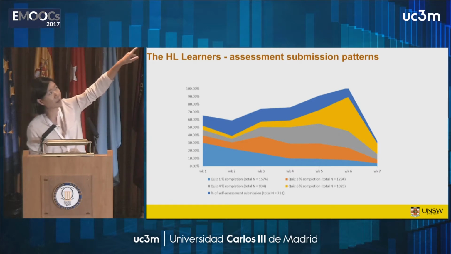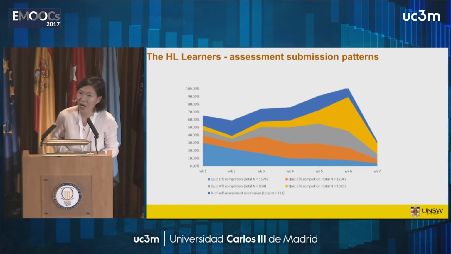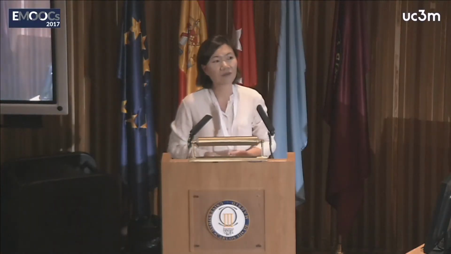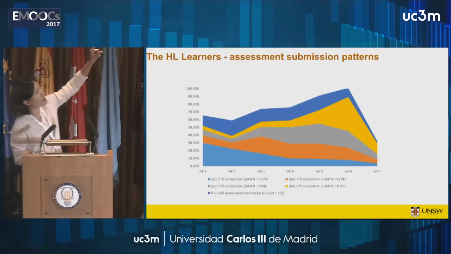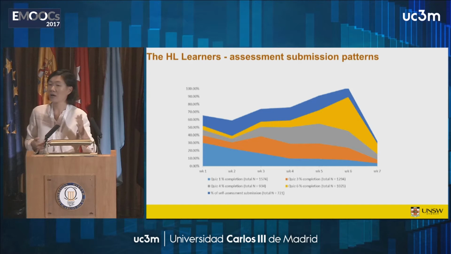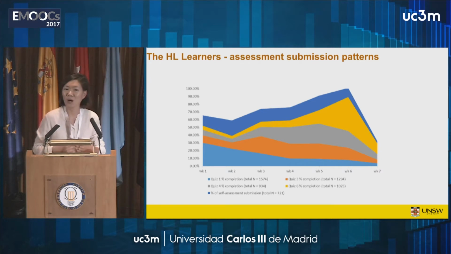So if you look at the blue band, that is the submission pattern of the self-assessment task. We do not see the biggest proportion happen in week two, although it was recommended by the course instructor to submit it in week two. But people seem to take their own pace, and we have roughly 20% of them submitting the self-assessment task throughout the weeks. So that comes out quite clearly, and it got us thinking that people are probably making decisions, and the interesting thing for us to explore is how and why.